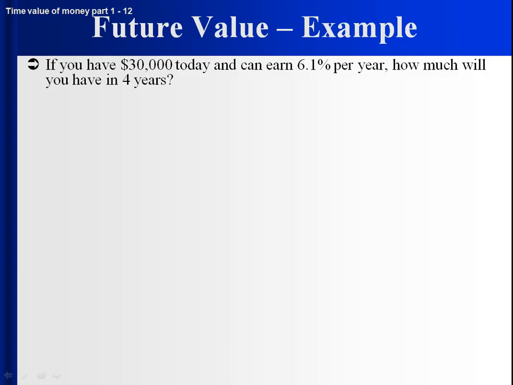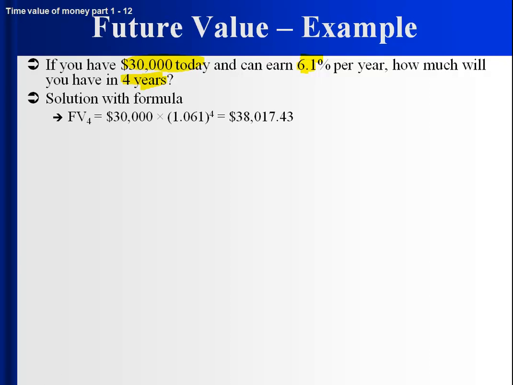So here's an example, and you can see you can do it either way. You have $30,000 today. You can earn 6.1% per year, and you want to know how much you'll have in 4 years. Well, it's pretty straightforward with the formula. 30,000 at 6.1% per year for 4 years turns to $38,017.43. So 30,000 times 1.061 captures what you have after 1 year, times 1.061 after 2, times 1.061 after 3, times 1.061 captures what you'd have after 4.